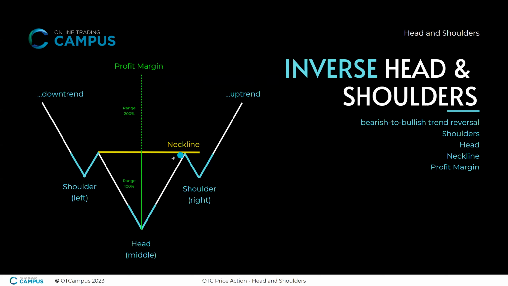Connect also the neckline here, but not below. We connect the neckline now with the highest points of both shoulders. That's our neckline. 100% is the same here, from the head's low, the vertical line, to the neckline. We touch the neckline here, and then add the 100% again for your profit margin. That is the inverse head and shoulders.